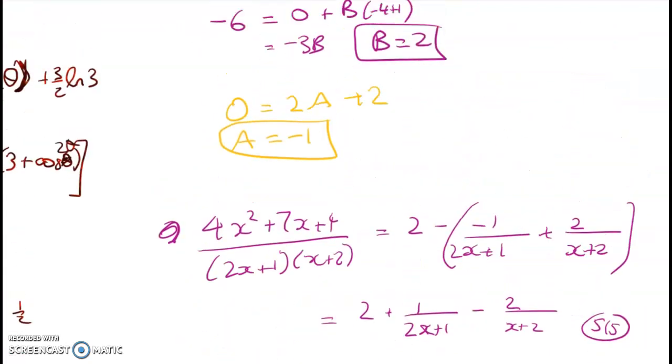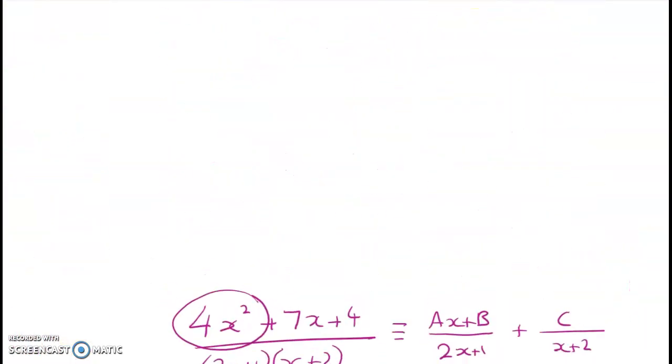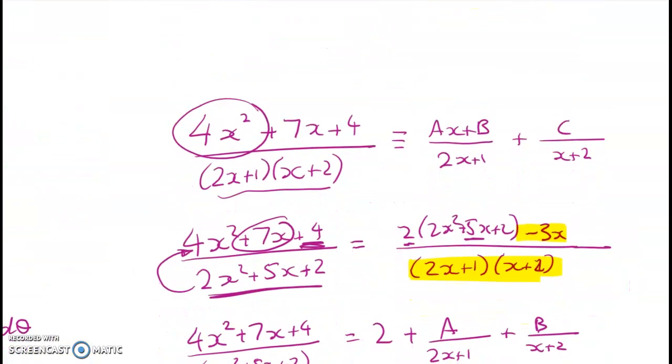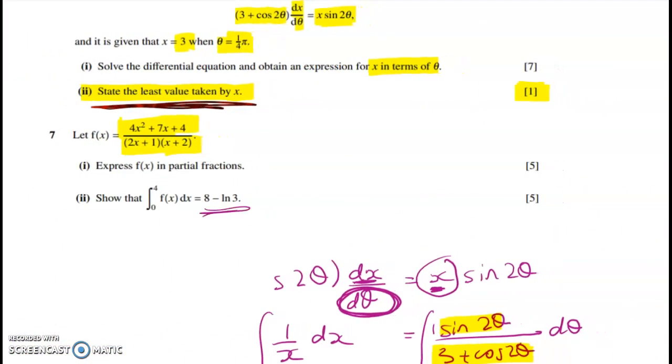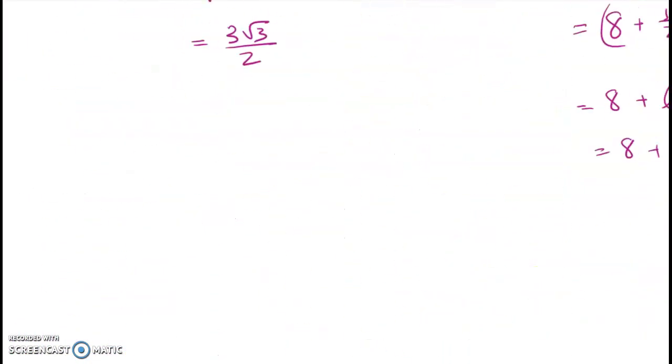Now look where we're trying to get to. Where are we trying to get to? Oh, all the way back up here. Hang on, where is it? Yep, we're trying to get to 8 minus log of 3. So you can see we're getting pretty close now.